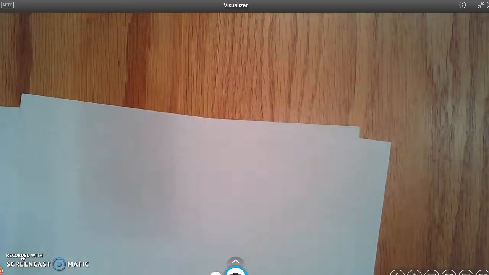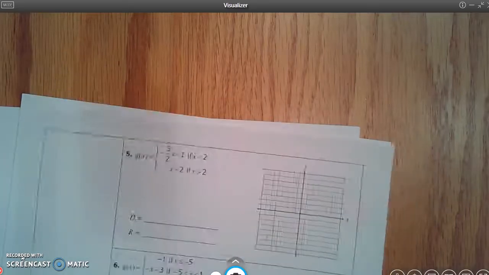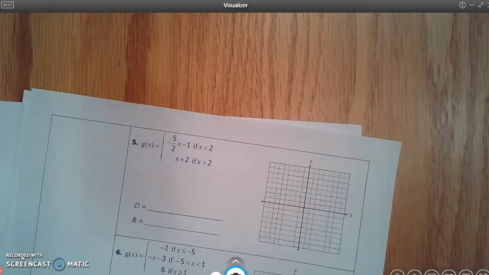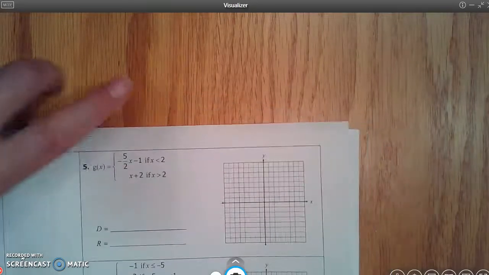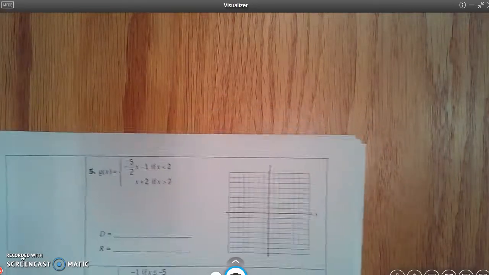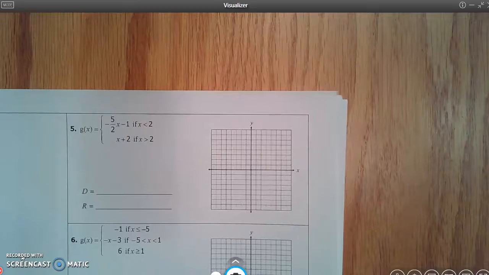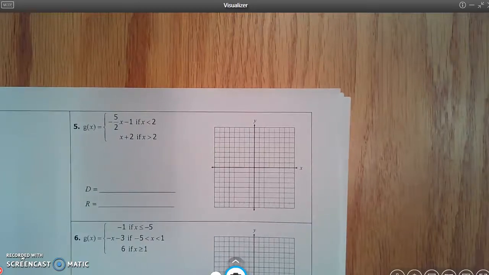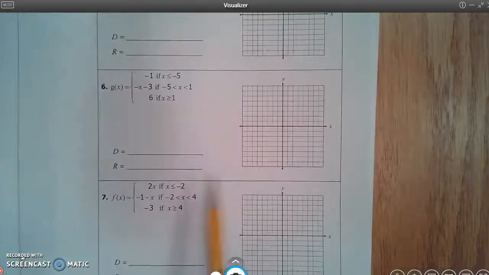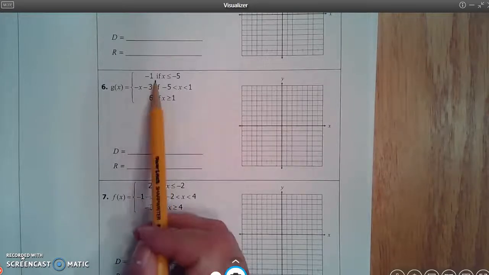Okay, let's try. I'm going to skip this next one. We'll do 6. Number 6 has 3 different ones, so you just need to be able to do both lines. Okay, so the first one is I want -1.